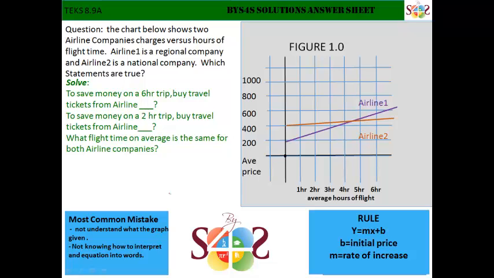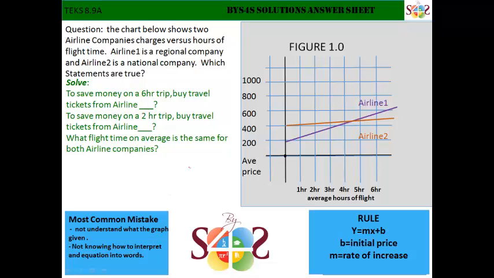TEKS 8.9a. The chart below shows two airline companies' charges versus hours of flight time. Airline 1 is a regional company and Airline 2 is a national company. Which statements are true? So here we're given two statements and we're supposed to find out what airline would make the statement true. So the first one is to save money on a 6-hour trip, buy travel tickets from airline blank.